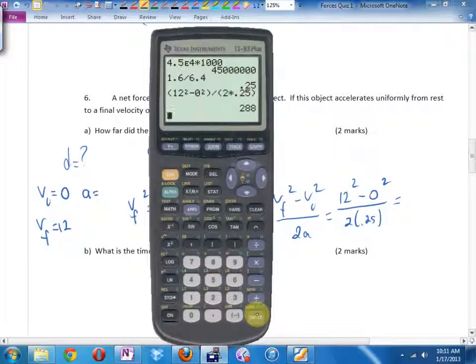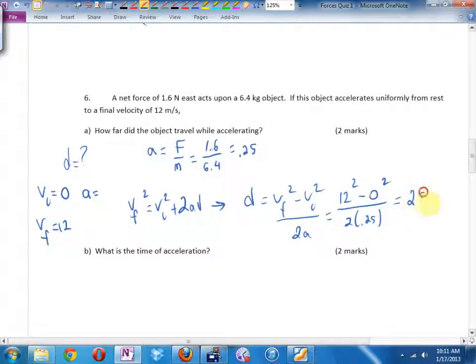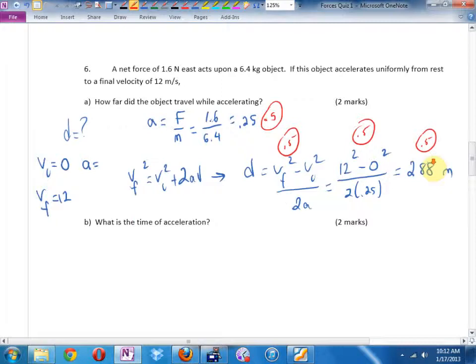Y'all get 288? Is that what I heard Perry say? Meters. 2 marks for that. If you got it right, you get 2 out of 2. Otherwise, I'd probably go something like this. I'd probably give you a half mark if I saw that you'd found the acceleration. I'd give you a half mark if I saw that equation somewhere, a half mark for sticking in the numbers, and a half mark for the answer. Now, if you got the wrong acceleration, but you went velocity squared minus 0 squared divided by 2 times whatever acceleration you got, and you did that right, you can get 1.5 out of 2.